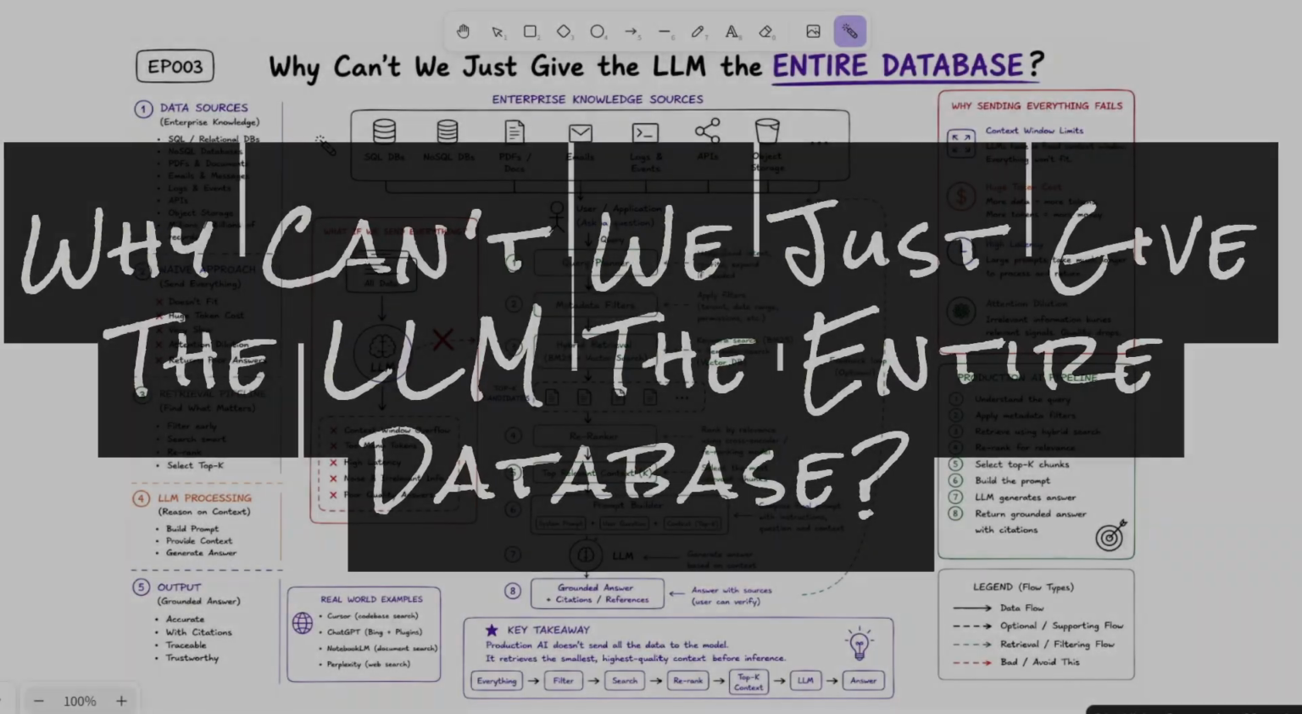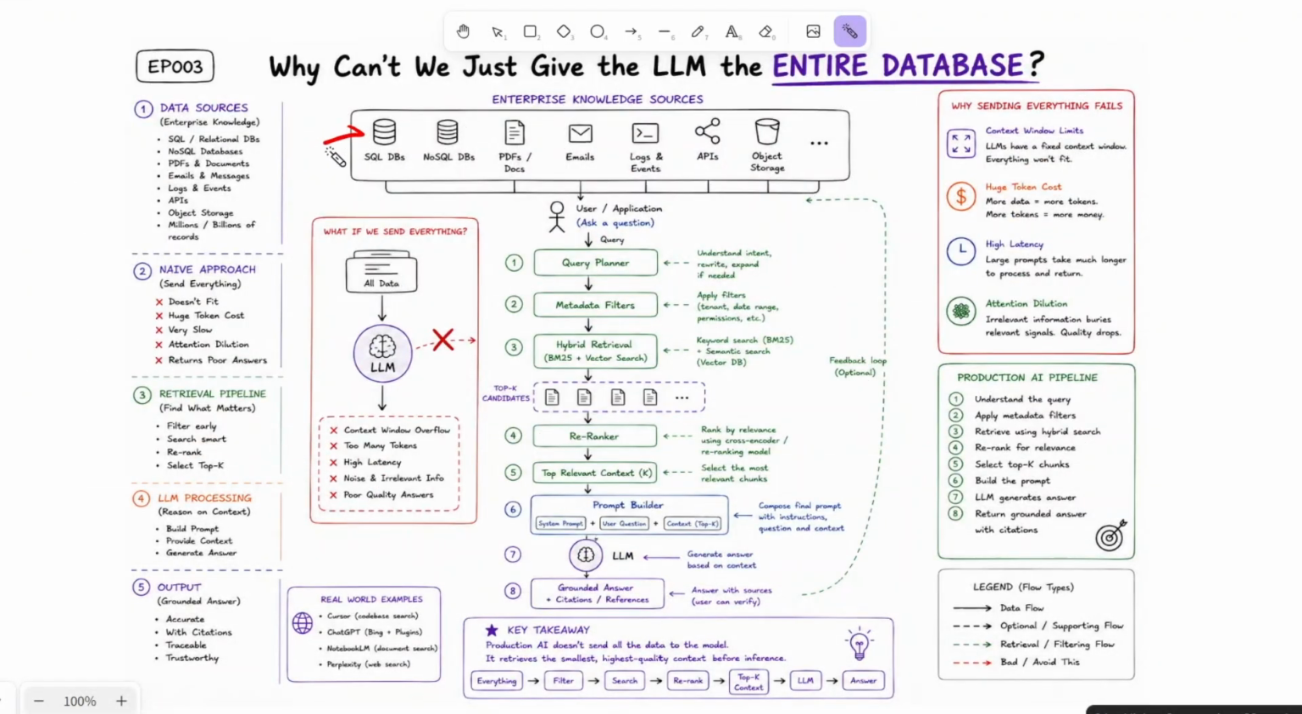Imagine you're building an AI assistant for your company. You have millions of database records, thousands of PDFs, customer emails, logs, product catalogs, and internal documentation. Wouldn't the easiest solution be to simply give all of that information to the language model? After all, the more information it has, the better the answers should be, right? Surprisingly, that's almost the worst thing you could do.